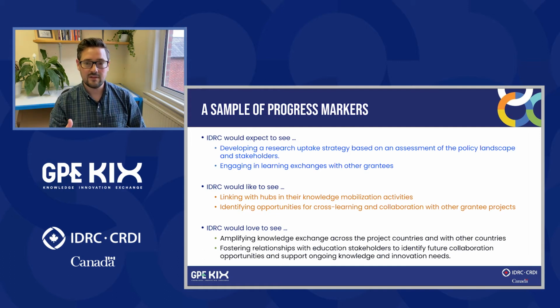Those are the like to sees. So the bulk is in the like to sees. The expect to sees just say that you're getting there on your journey, and then the love to sees are very ambitious, something to aim towards, but not necessarily to hold yourself against.